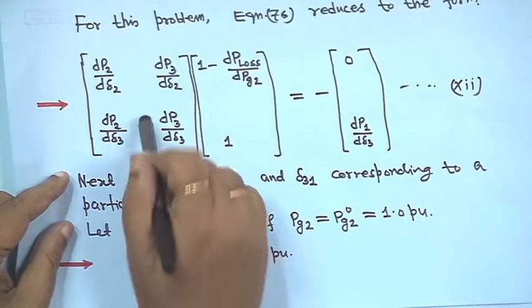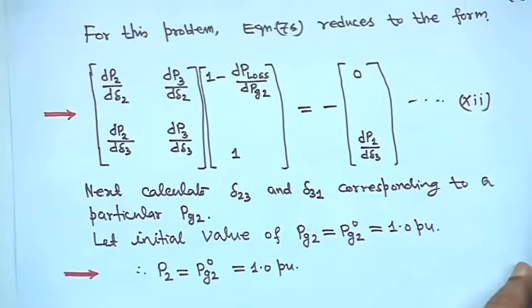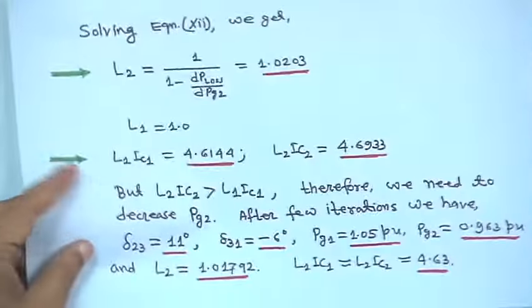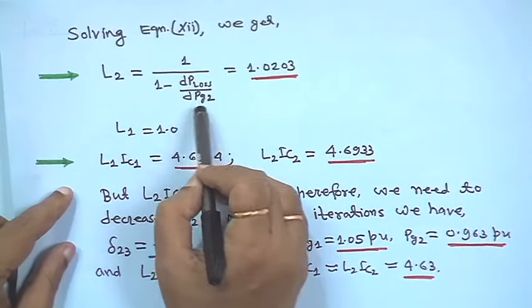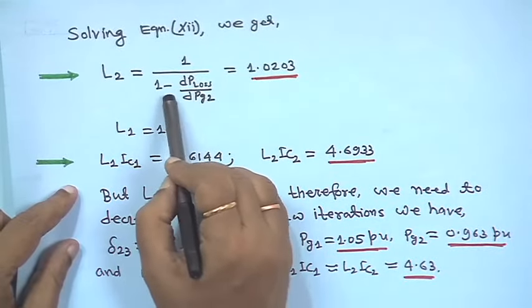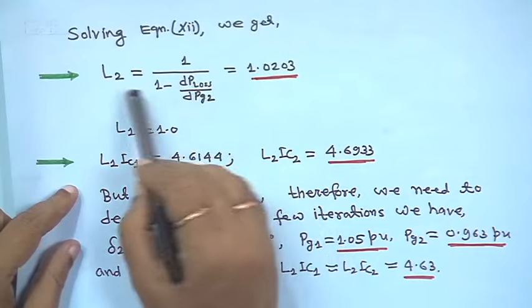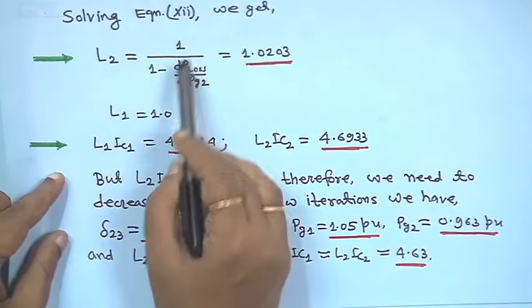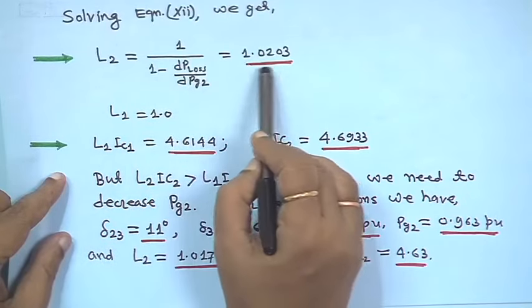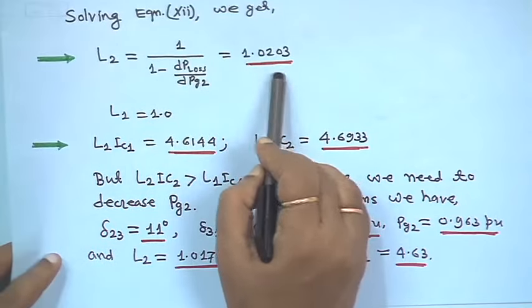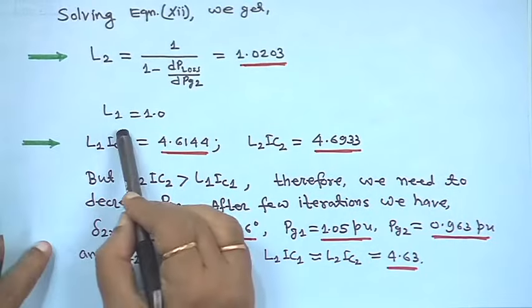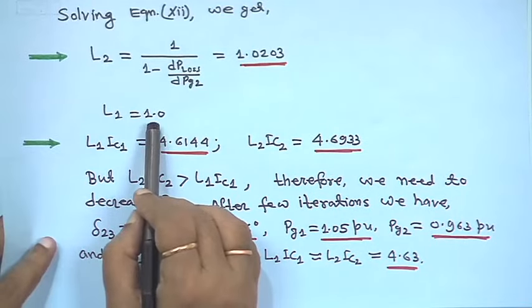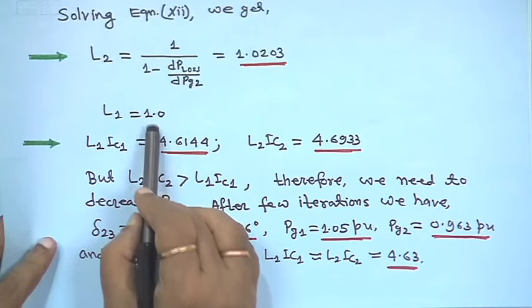So, if you compute, I am giving the final answer only. In that case you will get L2, that is your penalty term, equal to 1 upon 1 minus dPloss upon dPg2, that is 1.0203, this you will get. But for L1 it will be 1, we have seen this before.